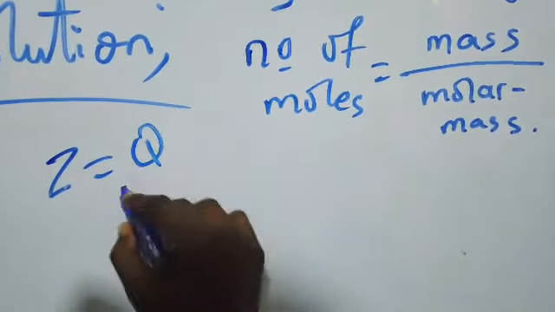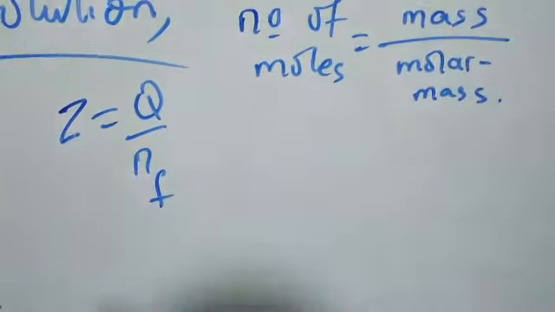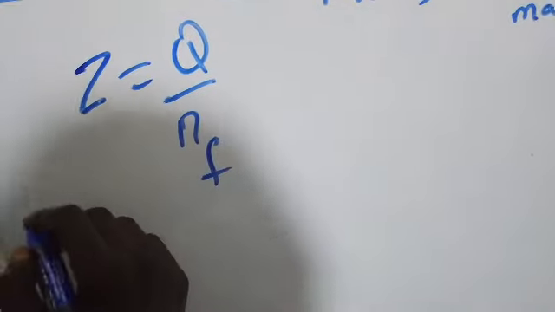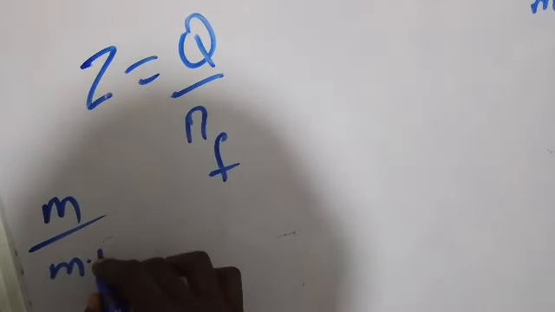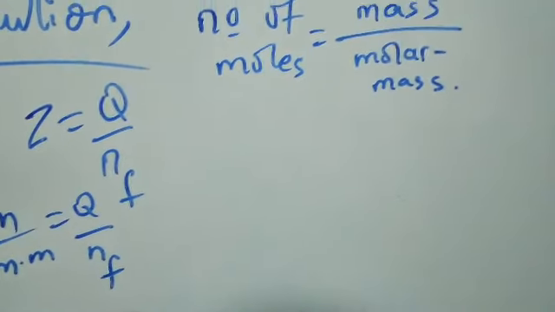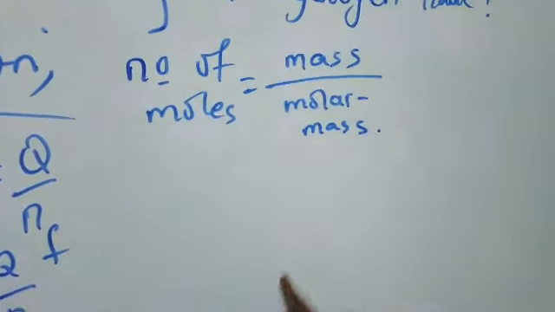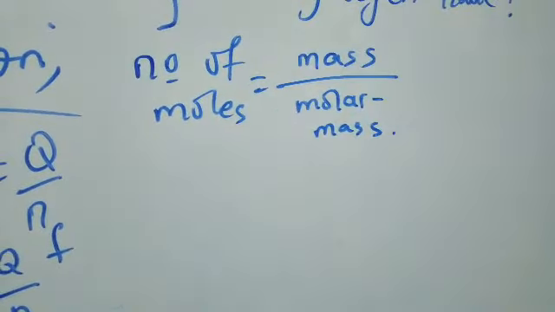Z is equal to Q over NF, where Z is number of moles. So I always told students in those days when I was very active in tutorials to use M over MM is equal to Q over NF. So we use this formula quite a lot of times. Number of moles, sometimes we could say reactive mass, sometimes active mass. So just use mass over molar mass.